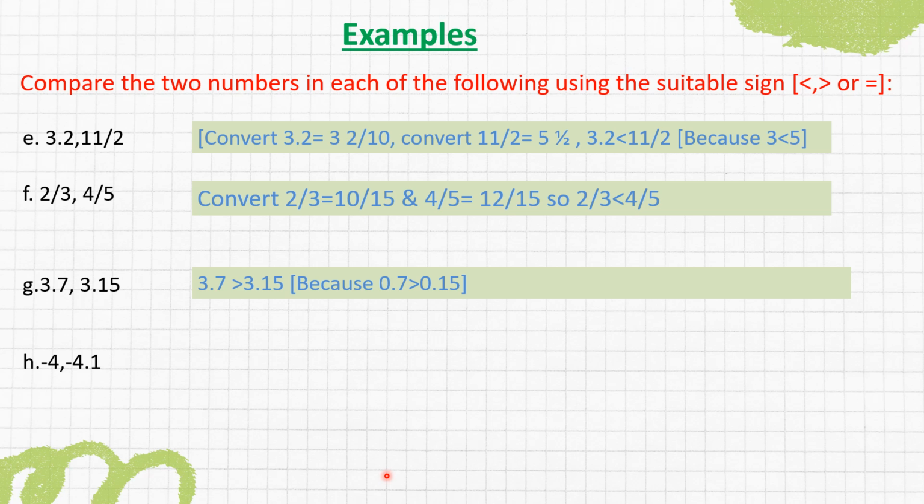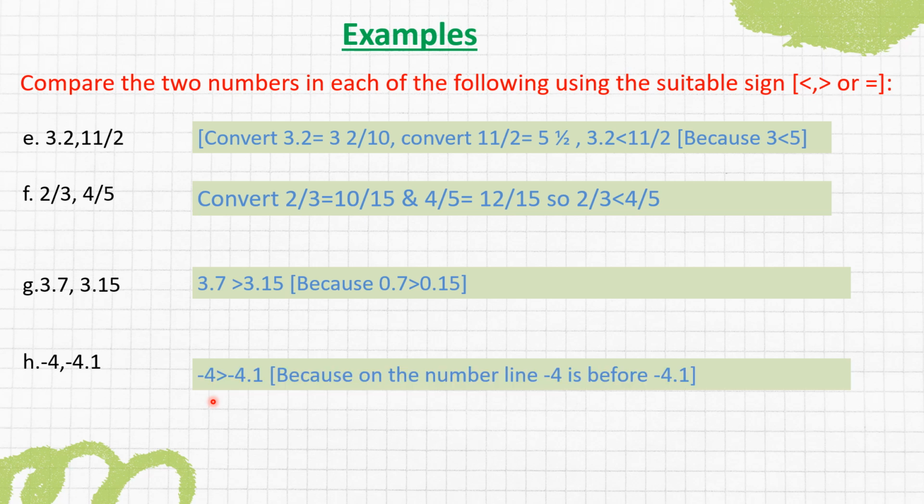Another example, -4 and -4.1. Tell me, math champions, which is greater? I'm waiting. Excellent. -4 is greater than -4.1 because on the number line -4 is before -4.1. Okay, and move.